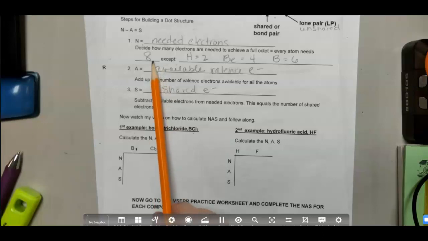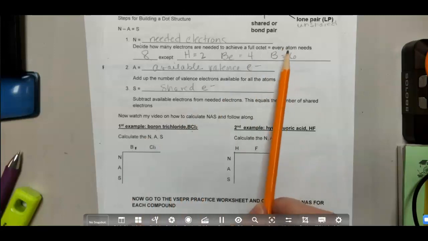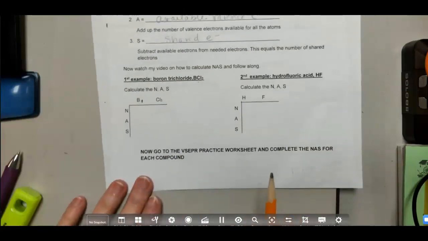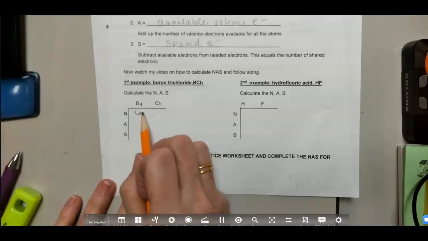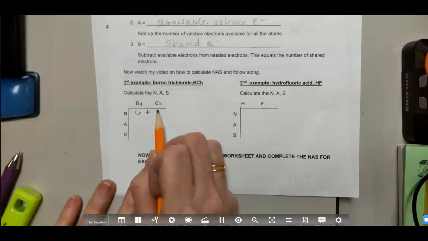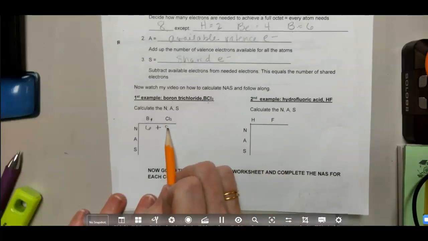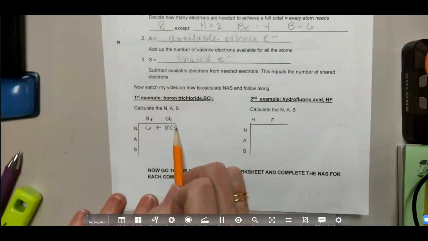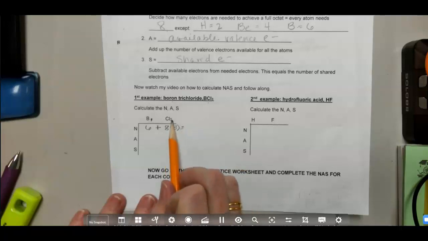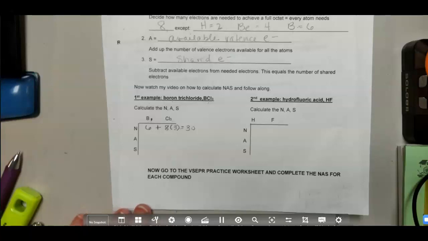Remember, everybody needs 8 except for these 3 exceptions. Now notice boron is one of our exceptions. He only needs 6. So when I fill this in, I'm going to put 6, and there's only 1, so I don't have to multiply by anything. Plus, I've got this chlorine. Chlorine is not one of our exceptions, so he needs 8. But then I have to multiply by 3 because there are 3 atoms of chlorine. Then I do my math. 8 times 3 is 24, plus 6 is 30. So needed is 30 electrons.